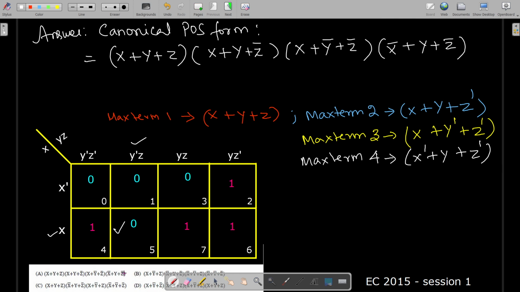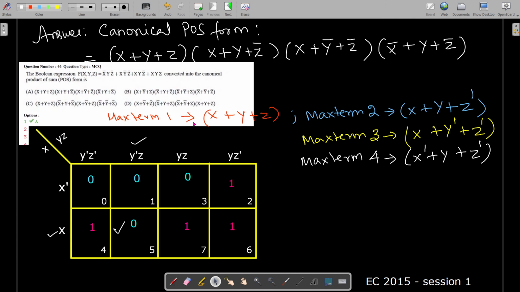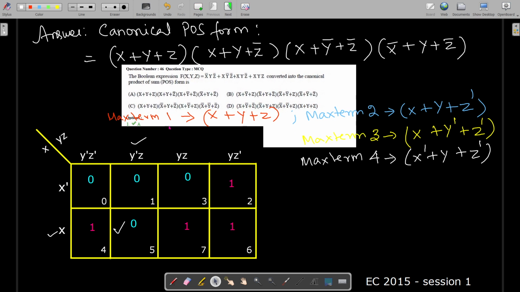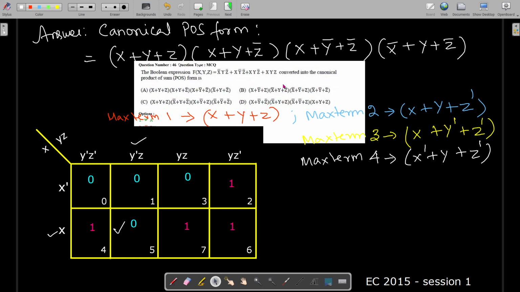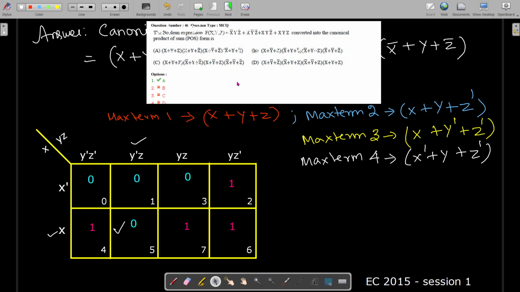Now we'll verify with the options. The option given and our answer: x plus y plus z, it's okay. x plus y plus z bar, it's okay. Then x plus y bar plus z bar. Then the last one is x bar plus y plus z bar. So option A is the correct one.